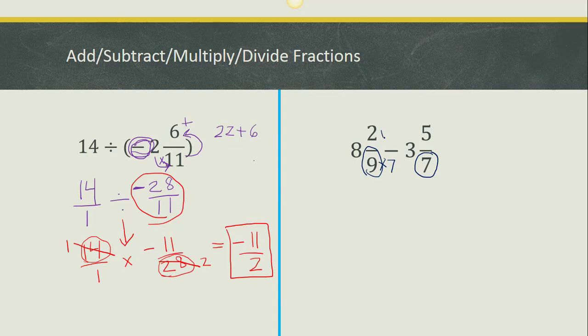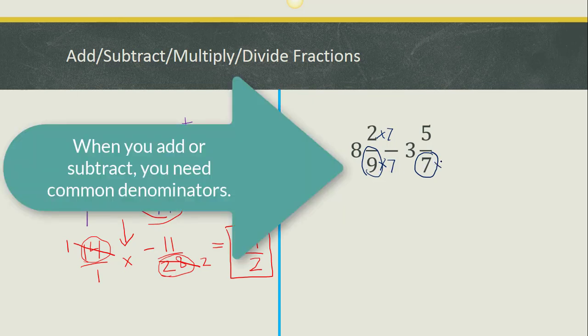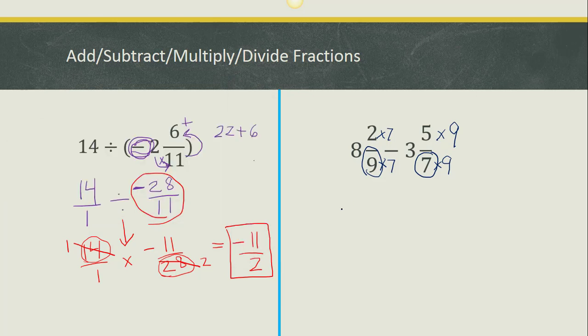Whatever we do to the bottom of the fraction, we do to the top as well. And on the right, to make it the same as this denominator, 9 times 7, we have to multiply this by 9. And we do that to the top as well. So now our problem becomes 8 and 2 times 7 is 14, over 63, subtract 3 and 45 over 63.